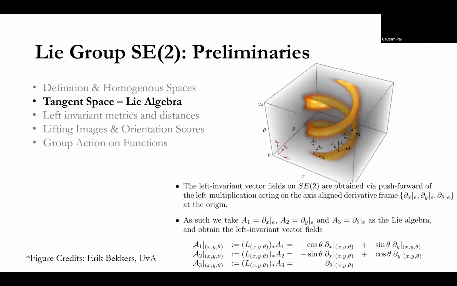And so the Lie group is, of course, a smooth manifold, so you can define a tangent space or a Lie algebra. One can choose a basis for your tangent space, and that's given by three operators, A1, A2, and A3, which are achieved by left translating the standard frame at the origin to whichever group location you want to evaluate it at.